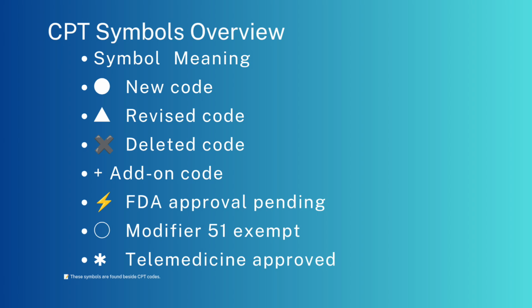The lightning bolt, high voltage, means the procedure is awaiting FDA approval. A circle, hollow circle, means the code is modifier 51 exempt. And the star marks codes that are approved for telemedicine.